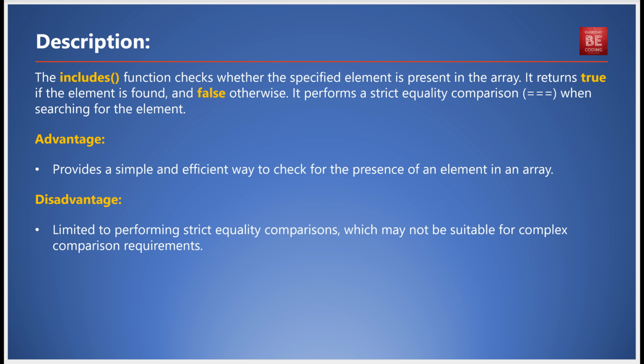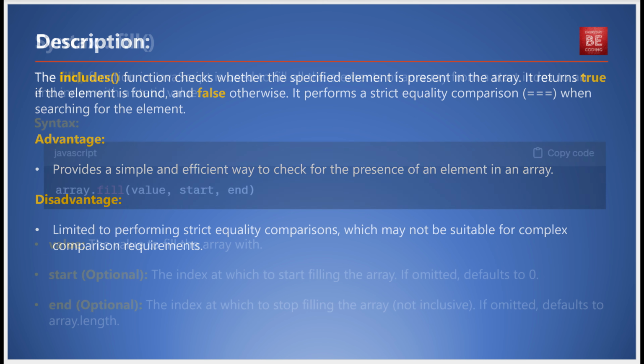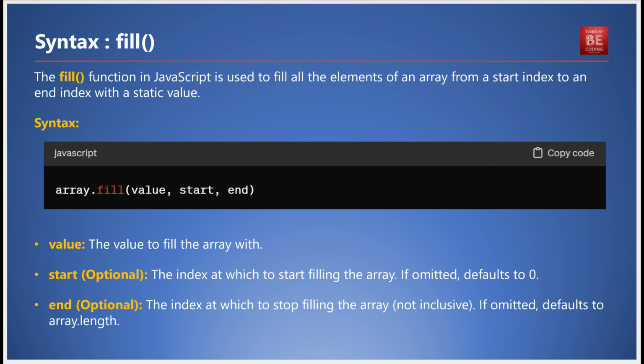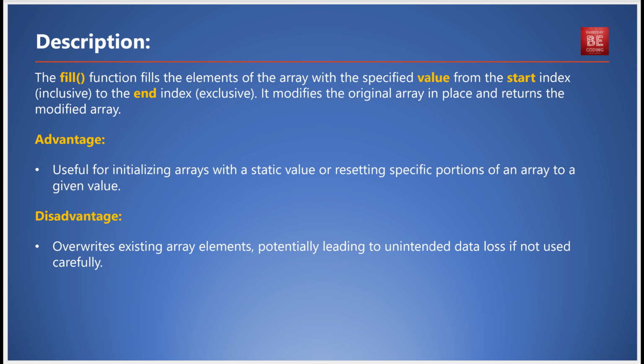However, it does have a limitation. It performs strict equality comparisons, which might not be suitable for more complex comparison requirements. On the other hand, when you want to fill all elements of an array from a start index to an end index with a static value, the fill function is your friend. It follows the syntax array.fill(value, start, end), where value is what you want to fill the array with. Start and end are optional indexes defining the range to be filled. If they're omitted, the function fills the entire array. The fill function alters the original array in place and hands back the modified array.